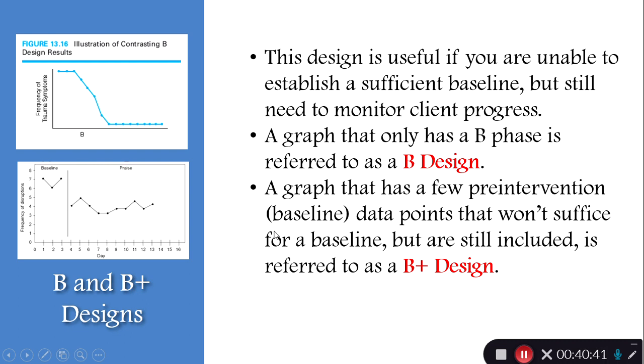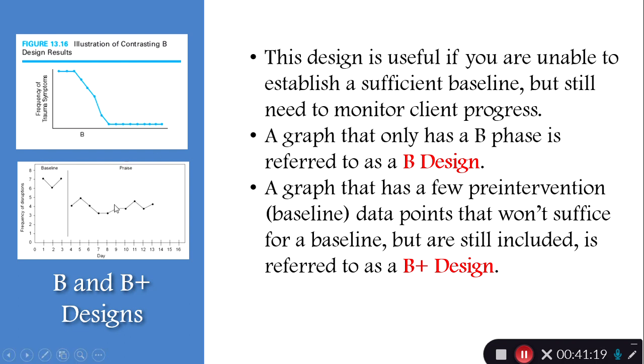And then a graph that has only a few pre-intervention or baseline points that won't necessarily suffice for a baseline, but are still included, this will be a B plus design, right? So here, let's just say that you were only able to collect maybe 2 or 3 data points prior to the introduction of the intervention. Well, this wouldn't necessarily suffice for a stable and clear baseline, right? So we can't necessarily form a baseline with only 2 or 3 data points, but we may still need to or want to include those data points anyway, right?